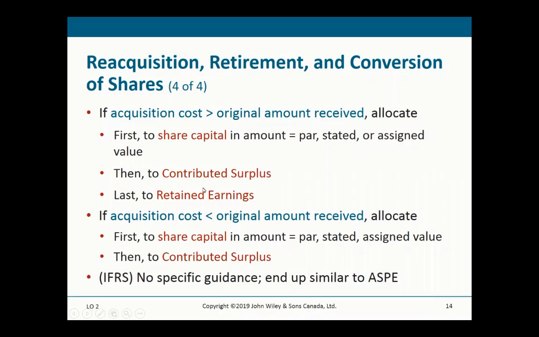If we're paying more for the shares than the average price per share in the common share account, it's like we have a loss. So we'd first bring contributed surplus down to zero, but contributed surplus can't go into a debit position. So once contributed surplus reaches zero, we take the rest out of retained earnings and reduce the retained earnings.